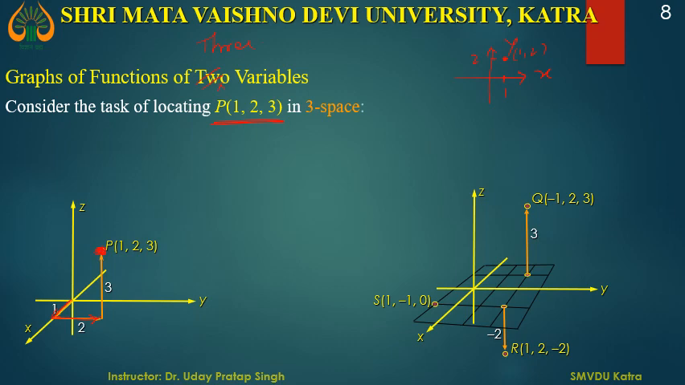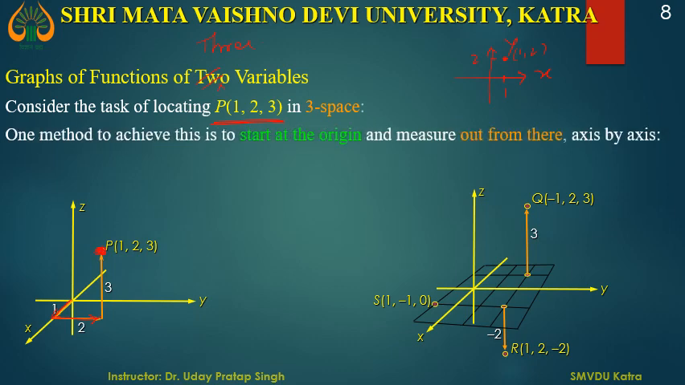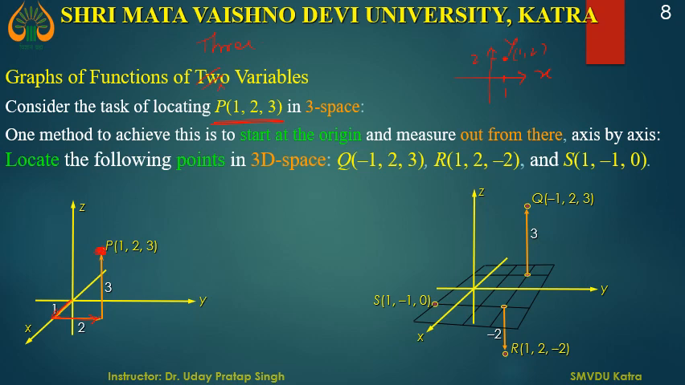What about the points minus 1, 1, minus 1, 2, minus 2, minus 1, 2, 3, 1, minus 1 and 0, right? See, 1, 2, minus 2. In the x direction, go to 1. In the y direction, go to 2.